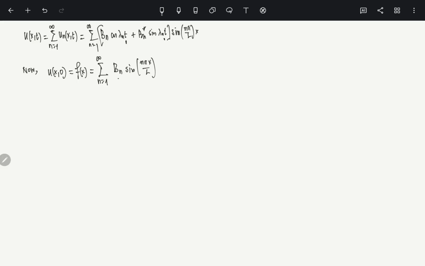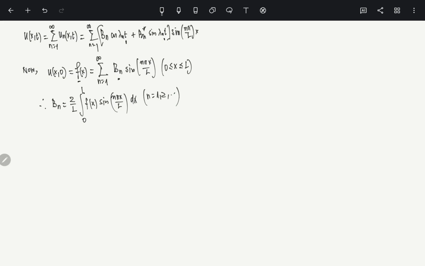Now you see, we just have to find b_n and we are done, right? We have to find b_n because f is given to us. So if we can find b_n in terms of f, we are done. And you know how to do that. Essentially, you use the Fourier series. So what are the b_n's? b_n's are nothing but 2 by L, integral from 0 to L of f of x sine of n pi x by L dx. Clear? This is for n equals 1, 2, and it goes on like this.